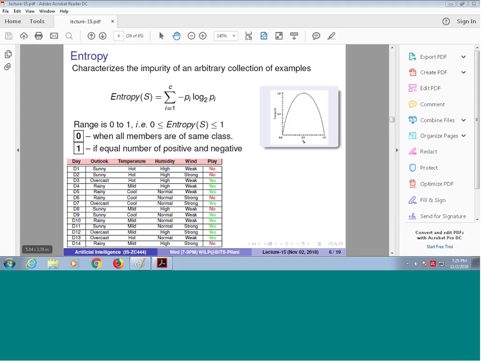Now I want to find out, if this is the data, what is this data? 14 data items are given to you, and they pertain to day conditions. One day, you want to measure what is the outlook, what is the temperature, what is the humidity, what is the wind. Let's assume that outlook could be sunny, overcast, or rainy. Temperature could be hot, mild, or cold. Humidity could be high or normal. Wind could be weak or strong. So these things are possible, and on that day, whether you go for the play or not.